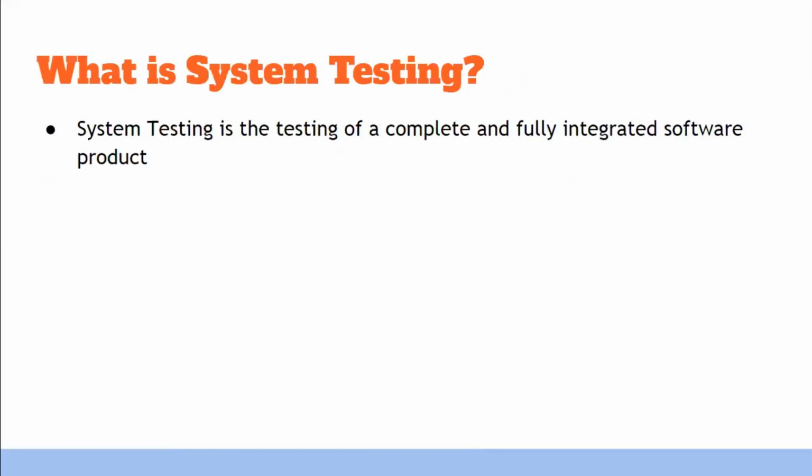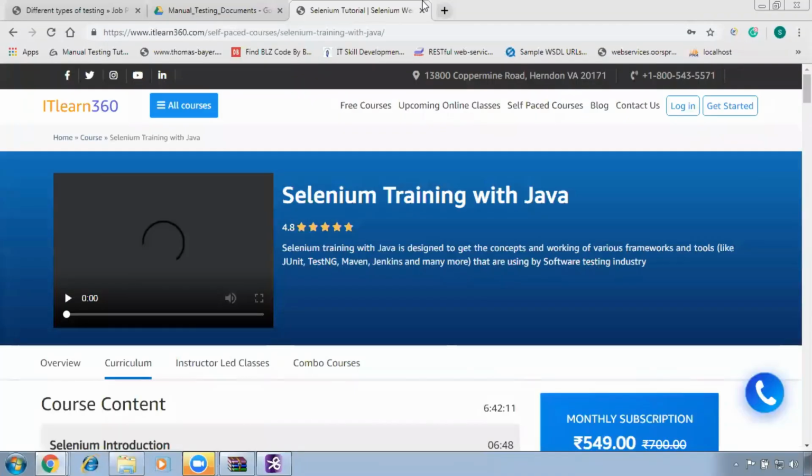Now, system testing. System testing is the testing of a complete and fully integrated software product. That is, when your product is finally ready and you're testing it as a whole, that is known as system testing, which we perform right now. We are testing the whole application, so it will be known as system testing.